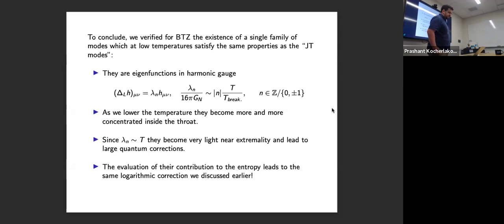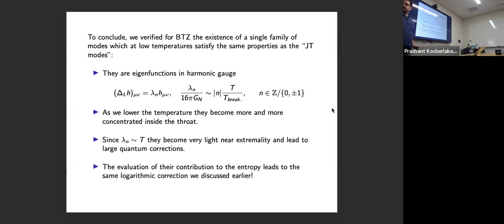To conclude, we verified the existence of a single family of modes which at low temperature satisfy the same properties as these JT modes. They're eigenfunctions, in harmonic gauge, that's just a choice, of course, as in any other gauge, with eigenvalues that vanish linearly with the temperature. At lower temperature, they become more and more concentrated in the throat. Since lambda is proportional to T, they are very light and lead to large quantum corrections. And finally, if you compute their contributions to the free energy, for example, they lead to the same logarithmic corrections that I described earlier. I'm not going to do that calculation.